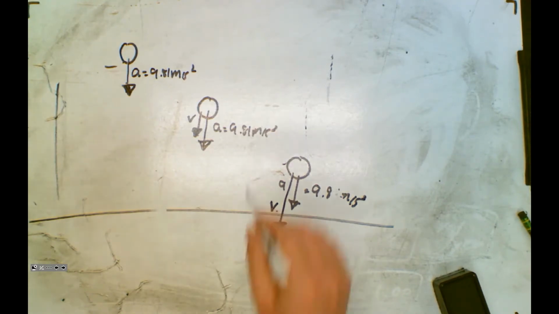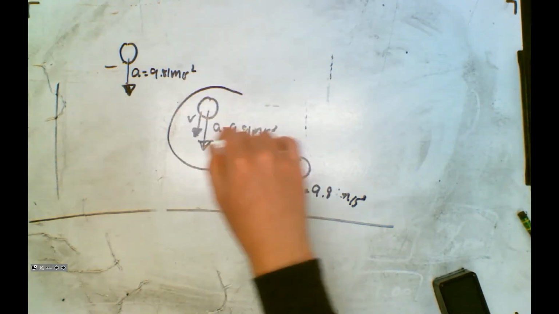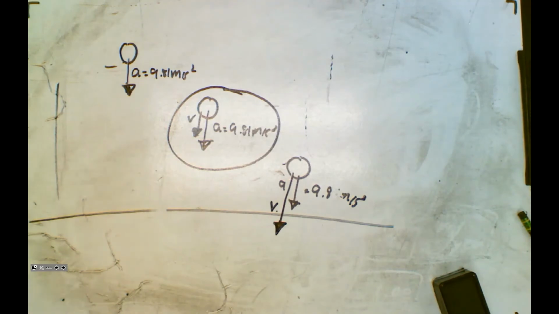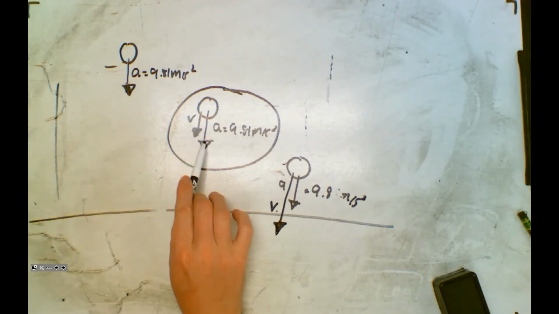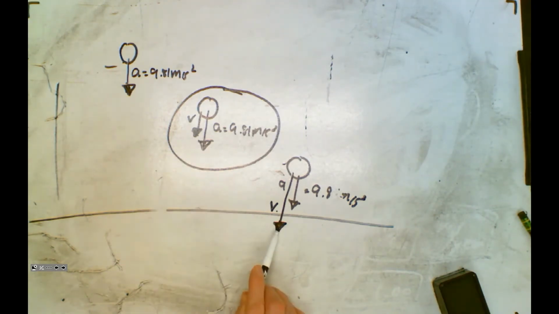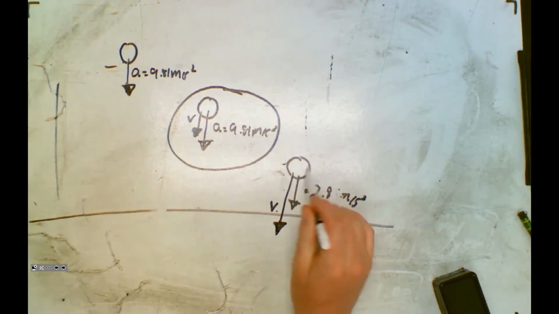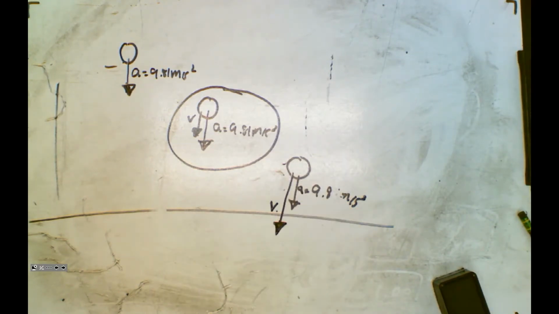What I want you to notice is that acceleration and velocity are in the same direction. When velocity and acceleration are in the same direction, our velocity is going to get bigger. That's the key to this. That's what I want you to focus on right now, because we're going to do a lot more with this.